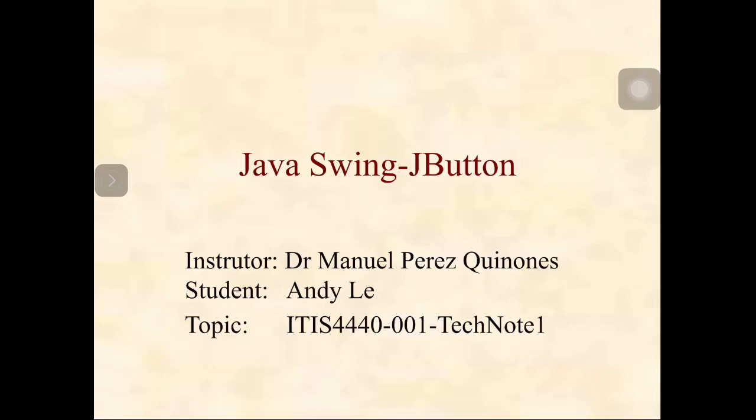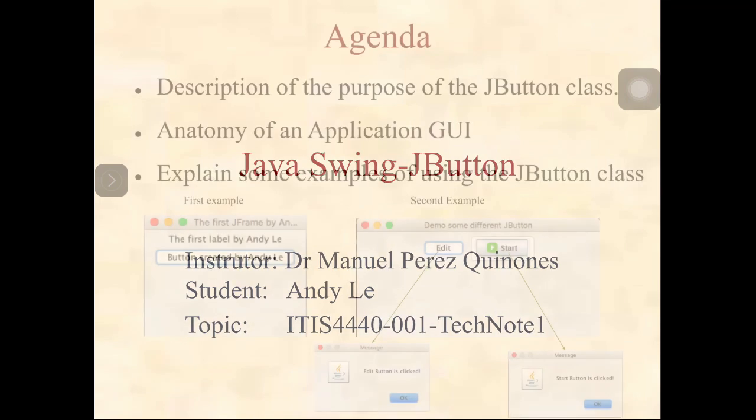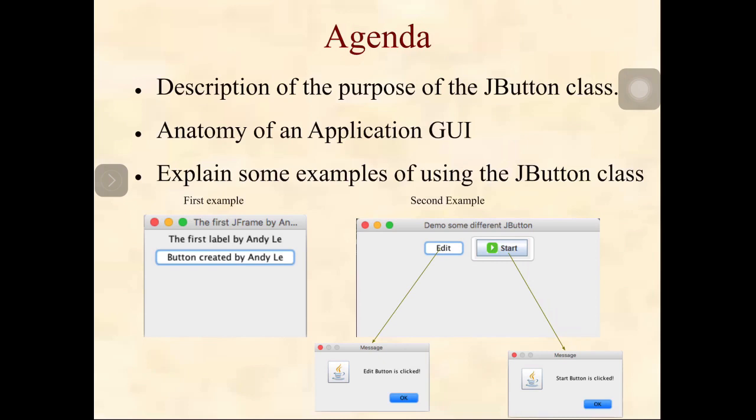This is Andy. Today I will explain how to use the JButton class in Java Swing. I will go over a little bit of the description of the purpose of the JButton class. I will explain the structures of an application graphical user interface in Swing. The last thing, I will explain some examples about how to create a simple application that contains the JButton.